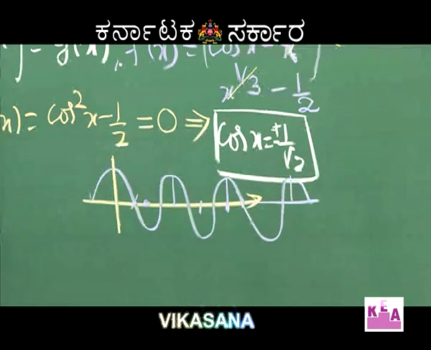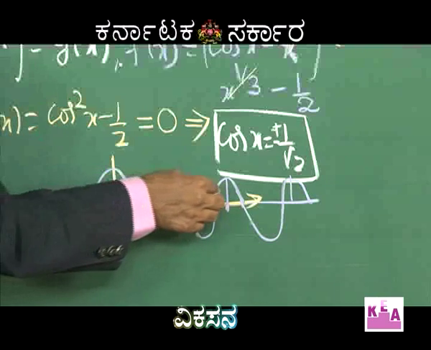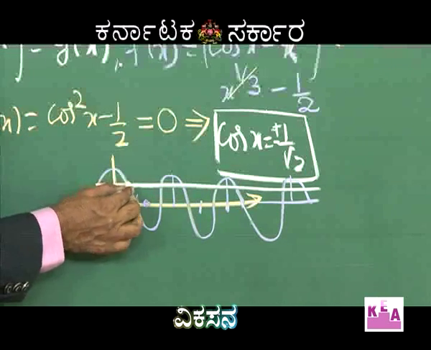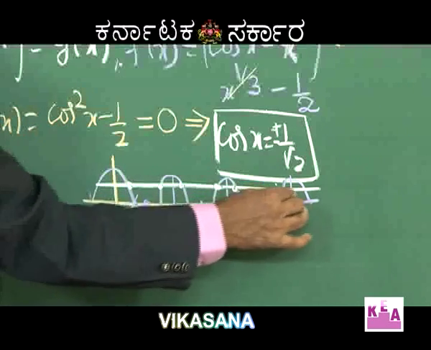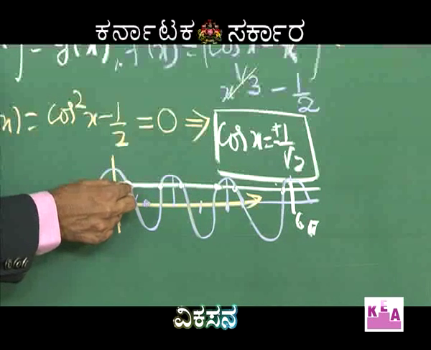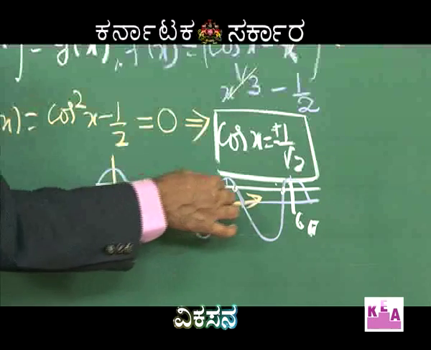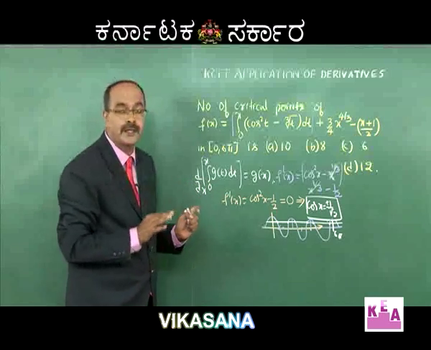Now, cos x is equal to plus 1 by root 2, if we consider what happens. This is x is equal to 1 by root 2. How many places is it meeting? 1 point, 2, 3, 4, 5, 6. This is 6 pi, right? So, cos x is equal to 1 by root 2 has got 6 solutions: 1, 2, 3, 4, 5, 6. So, option C is correct.